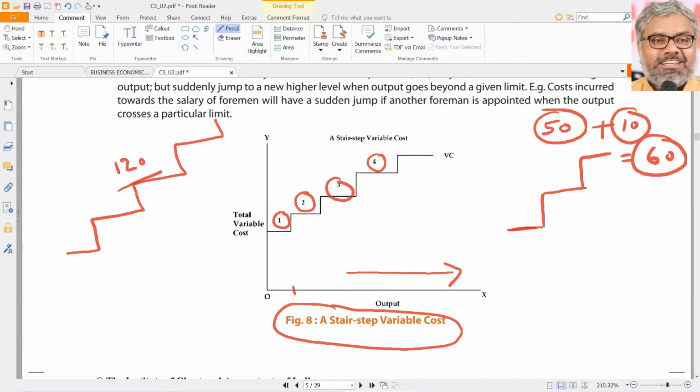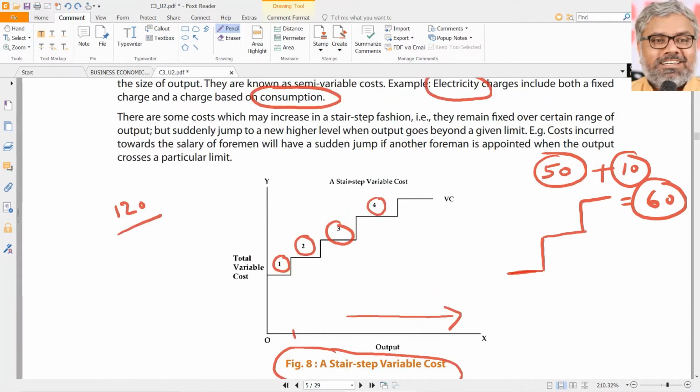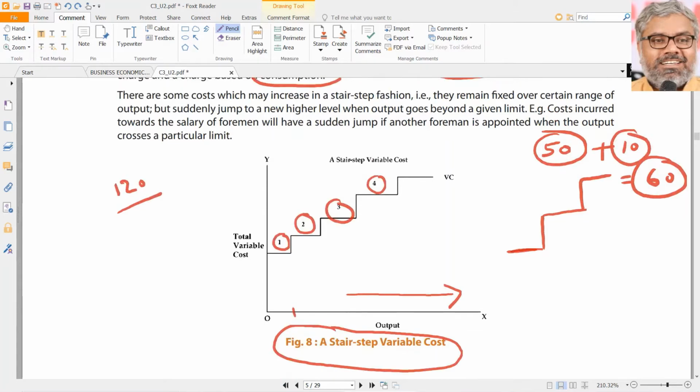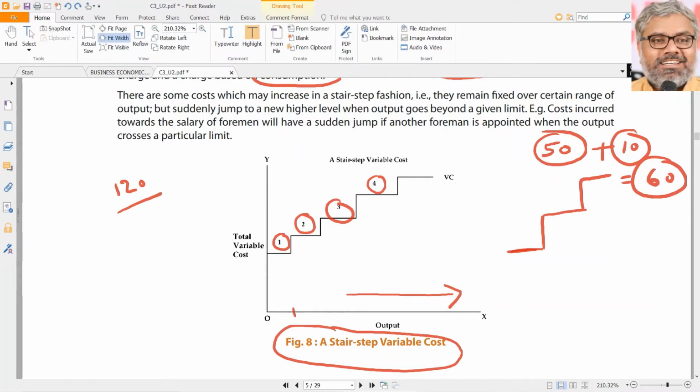Why is it looking like that? That is why it is called as step cost. So it is looking like steps, stairs. So it is called a stair-step variable cost or semi-fixed cost also we can say. That is another kind of costs which remain fixed over a certain range of output. However, suddenly they jump to a new higher level when output goes beyond a certain limit. Output in the sense here, level of activity. For us, the level of activity in our example was number of students.